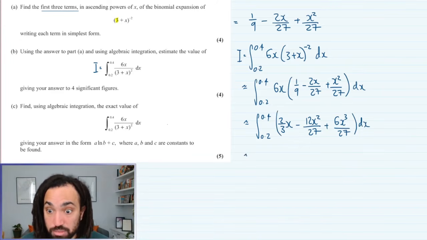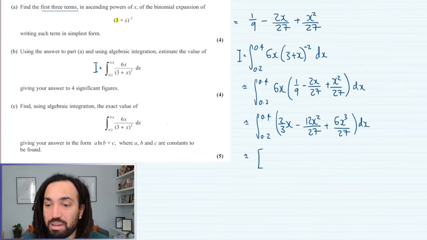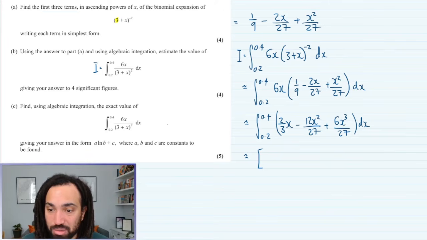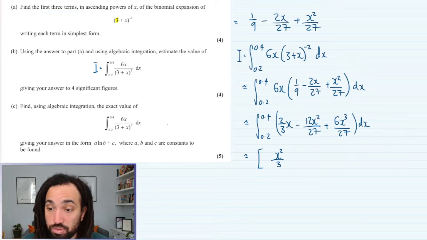And now we need to just substitute in these values after we've integrated, of course. So we up the power and then divide by the new power. So up the power gives us x squared. Divide through by 2 is just going to give us a third. We're going to up the power to 3. We're going to divide by the new power, so that's going to give me 4x cubed over 27.